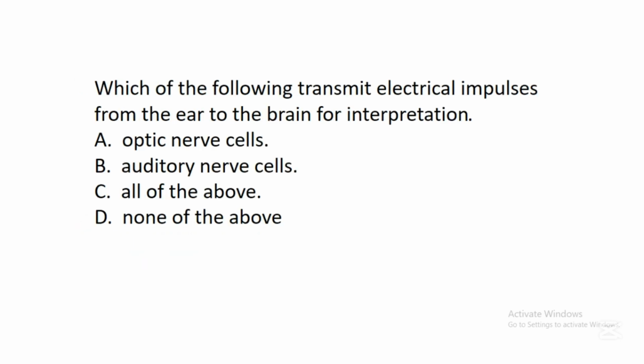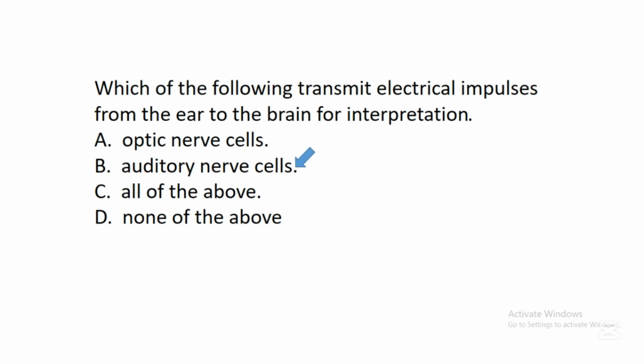The next question says, which of the following transmits electrical impulses from the ear to the brain for interpretation? A. Optic nerve cells. B. Auditory nerve cells. C. All of the above. D. None of the above. In this question, the correct answer is B.